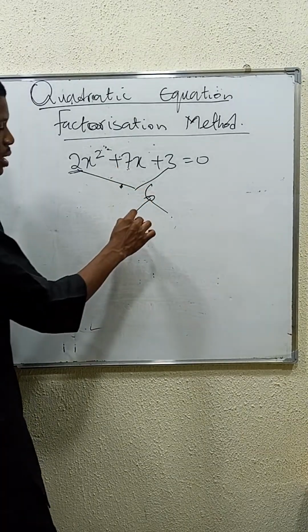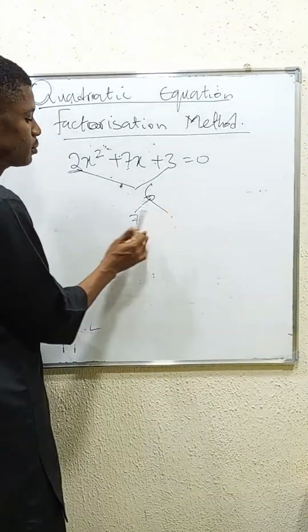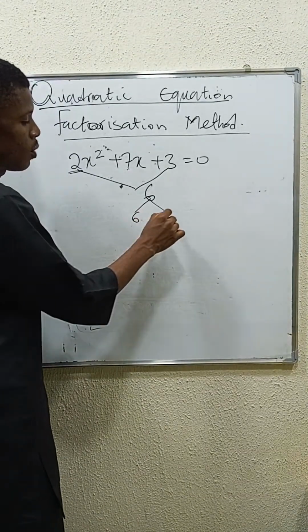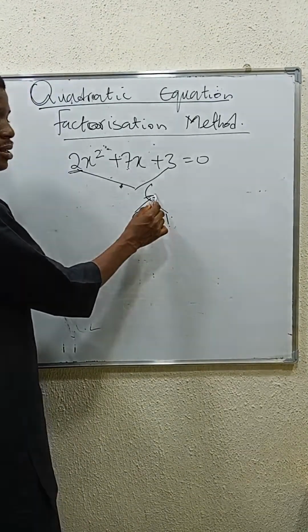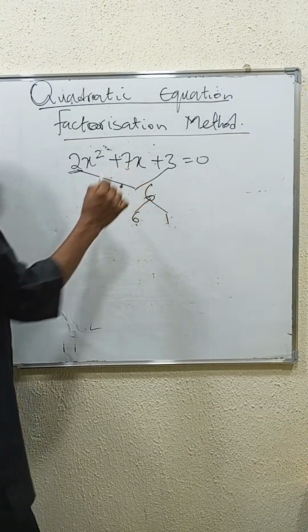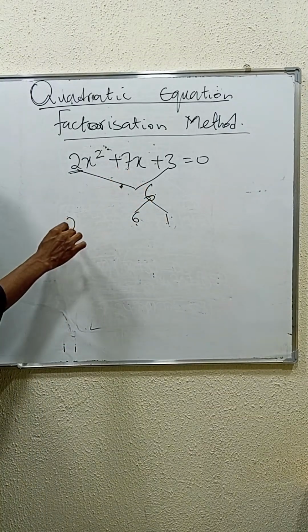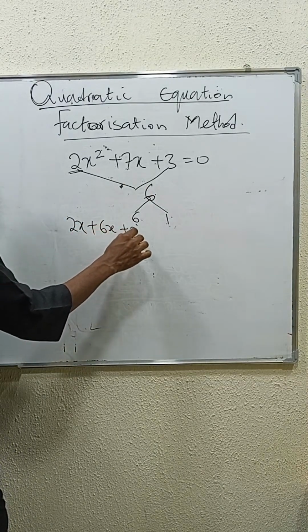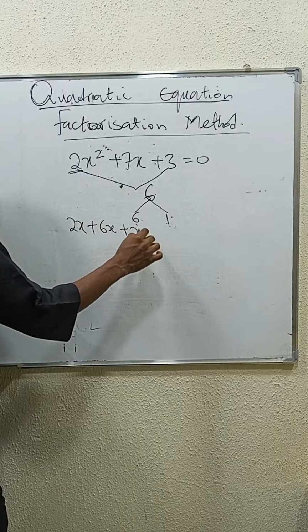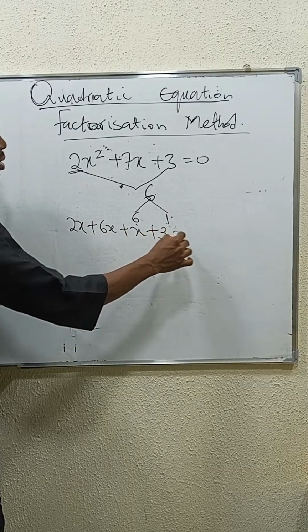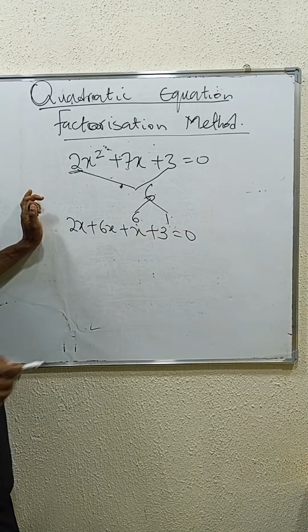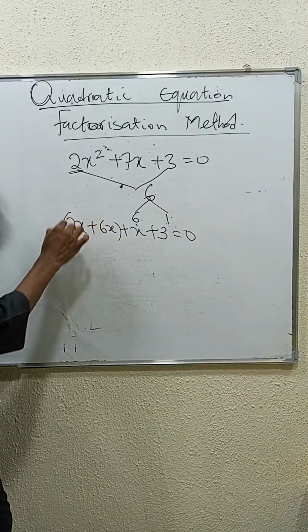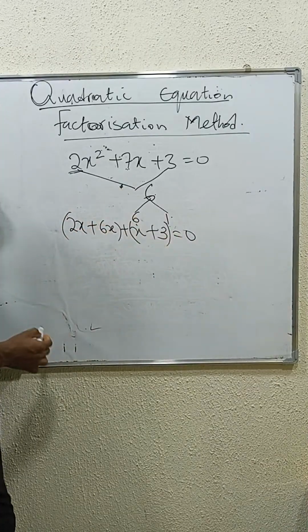So the factors are, when you multiply 6 and 1, 6 times 1 is 6, 6 plus 1 is 7. So these are the factors. So we have 2x squared plus 6x plus x, because this is 1x, then plus 3 is 0. Then we group as usual. If you group the first two, you also have to group the last two.